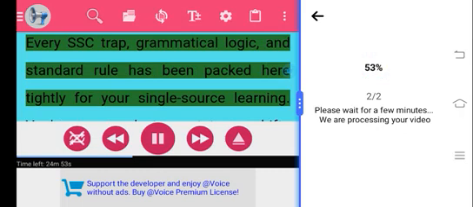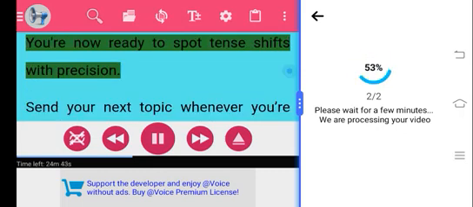Every SSC trap, grammatical logic, and standard rule has been packed here tightly for your single source learning. You're now ready to spot tense shifts with precision. Send your next topic whenever you're ready.